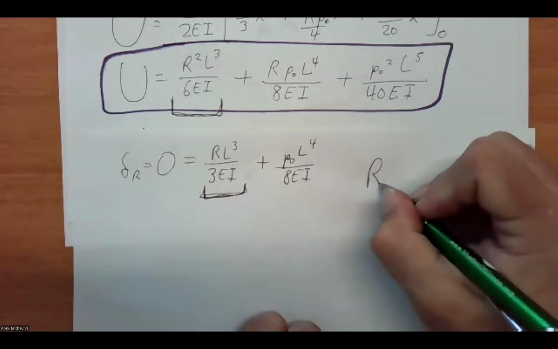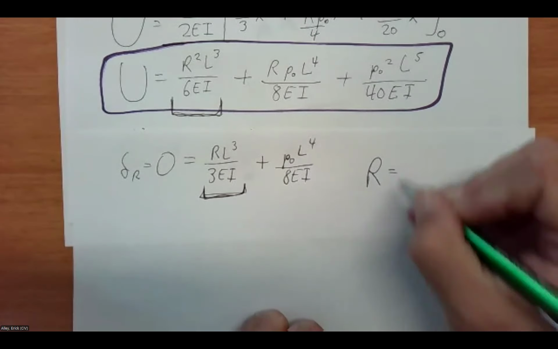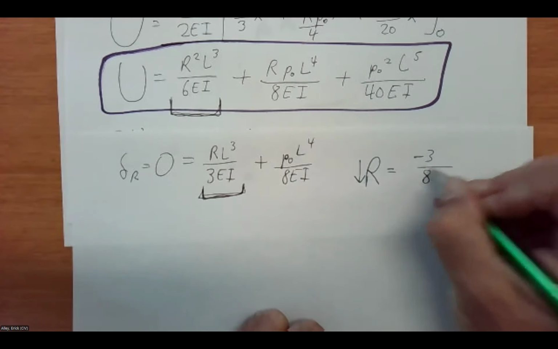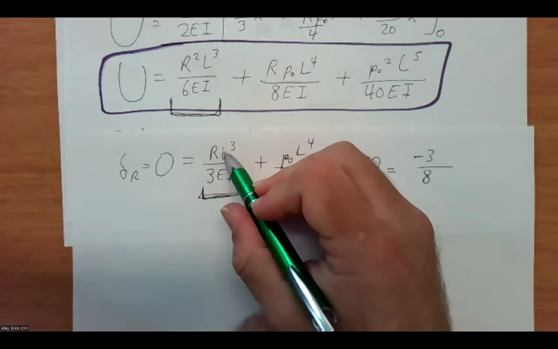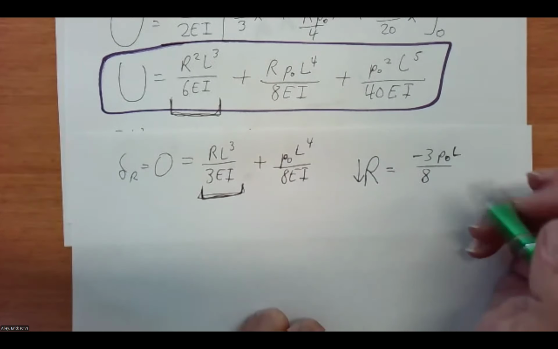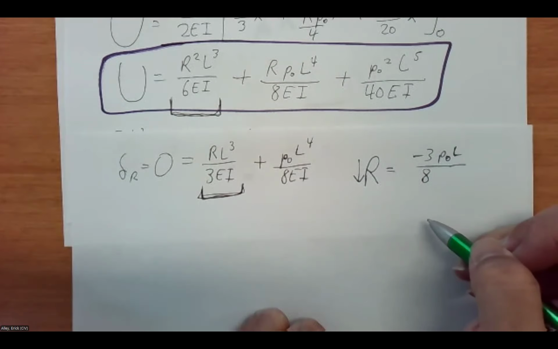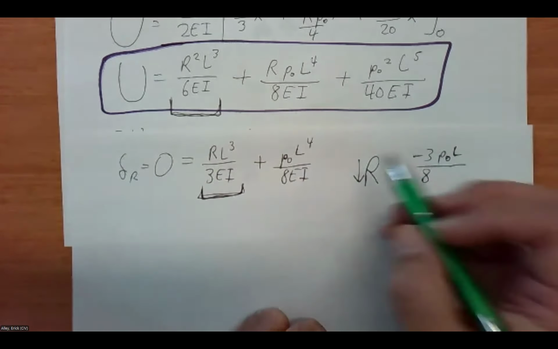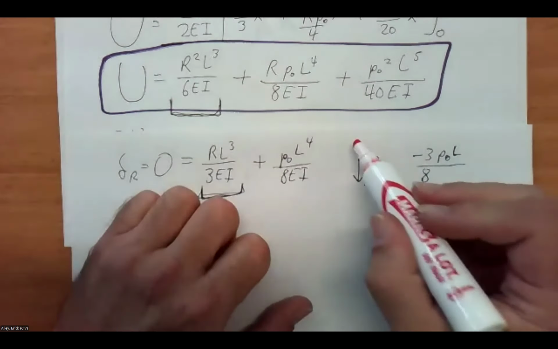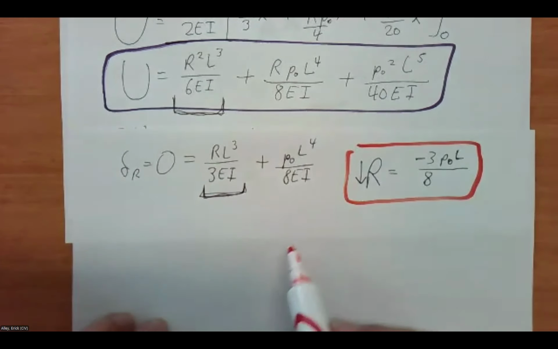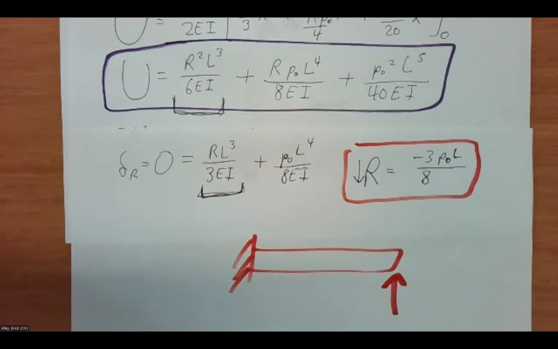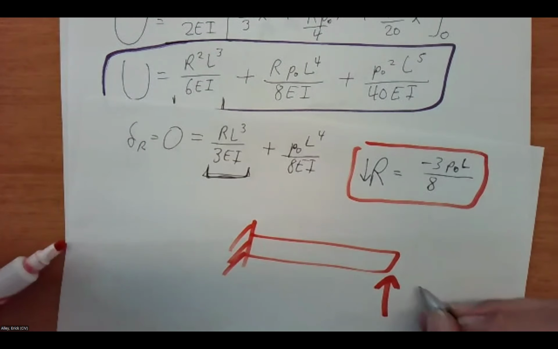And then what I find is my reaction force. Remember, we drew that one down. We're going to get minus 3/8, and what are we left with? We've got an L cubed and L to the fourth, so it's going to be P naught L. Distributed times length gives me force units, so that's good. EI cancels on both. So here's my reaction. Note that it's a minus, and that just means that we drew it down, but the actual reaction is going to be up at 3/8 P naught L.